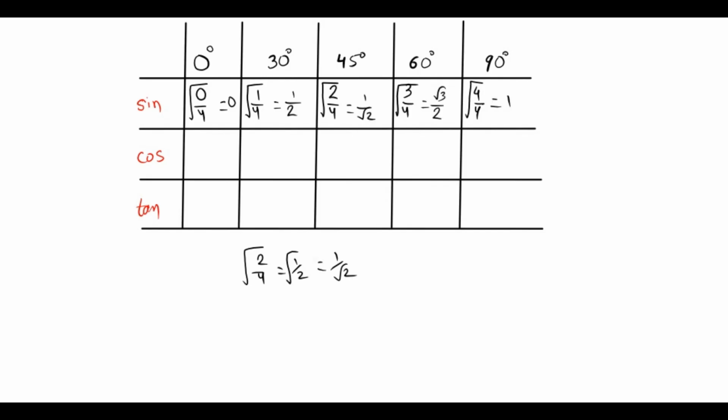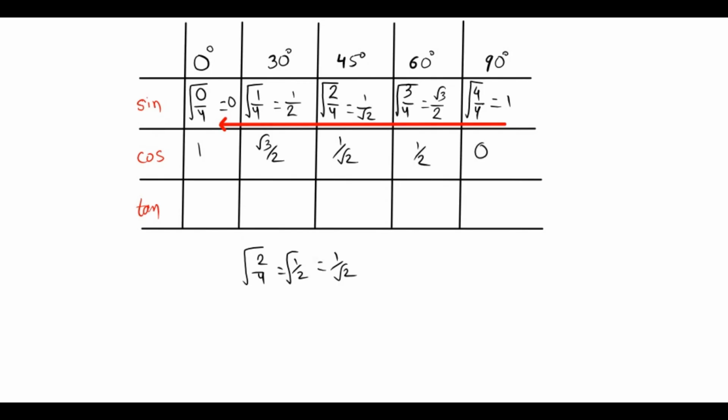For cos, all we do is write the numbers backwards. So the values that we just obtained will be written in the reverse order. Cos of 0 degrees would be same as sine of 90, which is 1. Cos of 30 degrees would be same as sine of 60, which is root 3 over 2, and so on. So we have cos of all the special angles.